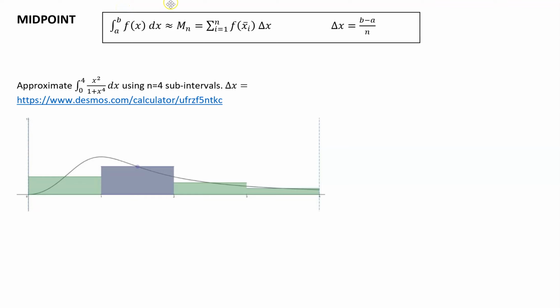It's just a review of midpoint. So what we're going to be doing is taking the midpoints of all of our subintervals here to calculate an average of the area underneath our curve. So we have our integral, and we can plug this in our calculator and find the exact value.